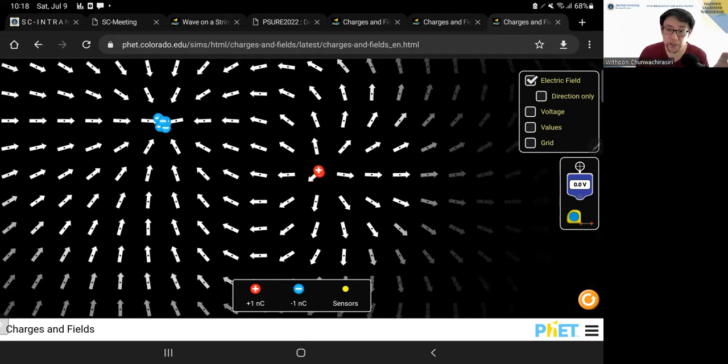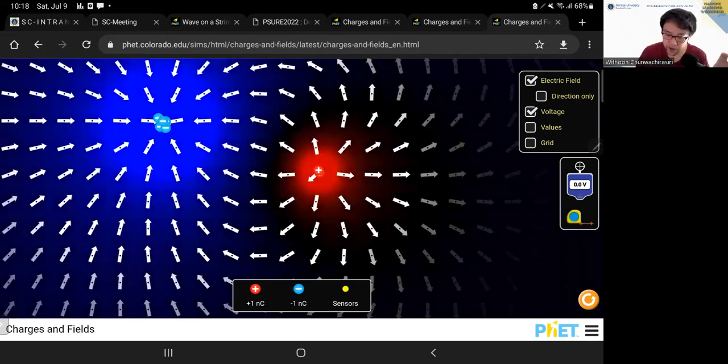And now what I'm going to do is turn on the voltage on the right there. You see that? So what you can see over here is the blue representing the negative value, the red representing something positive. So you can think of the blue as below ground, and the red is above the ground. Cool.